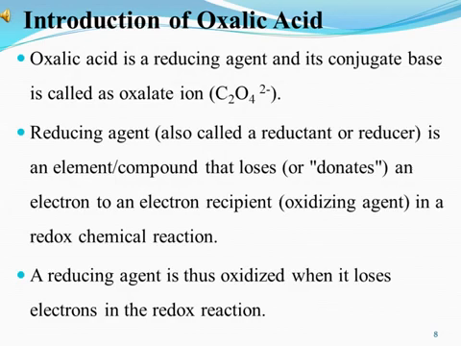Oxalic acid is a reducing agent and its conjugate base is called the oxalate ion, the formula of which is C2O4 2-. A reducing agent, also called a reductant or reducer, is an element or compound that loses or donates an electron to an electron recipient, that is called oxidizing agent, in a redox chemical reaction. A reducing agent is thus oxidized when it loses electrons in the redox reaction.